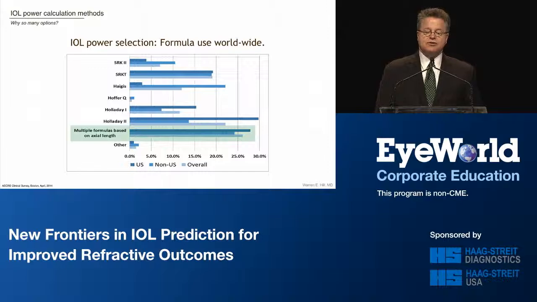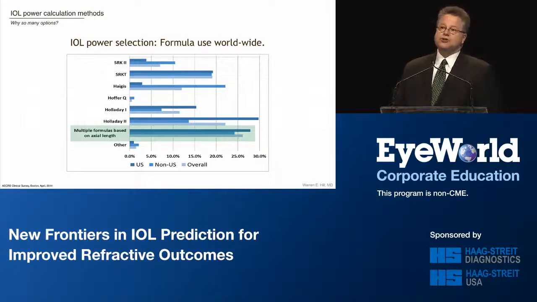This is from an ASCRS survey, and you can see that the majority of surgeons choose a formula based on axial length.